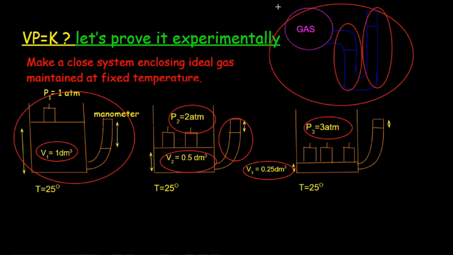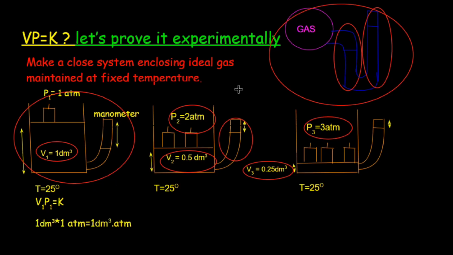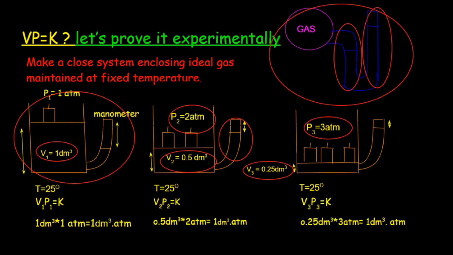By applying the Boyle's law equation, when pressure is P1 and volume is V1, putting the values of 1 atm and 1 decimeter cube, the value of K is 1. For P2 and V2, putting 0.5 decimeter cube and 2 atm in the equation, we find the value of K again 1 decimeter cube atm. For the third volume and pressure condition, the value of K determined was again 1 decimeter cube atm, which shows that whatever the values of volume and pressure in an experiment, the product of volume and pressure will be the same for a specific initial volume and specific initial pressure of a gas. This is how the Boyle's law equation is proved experimentally.